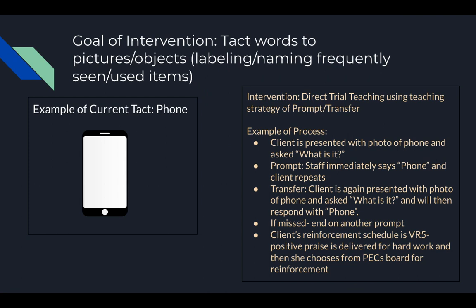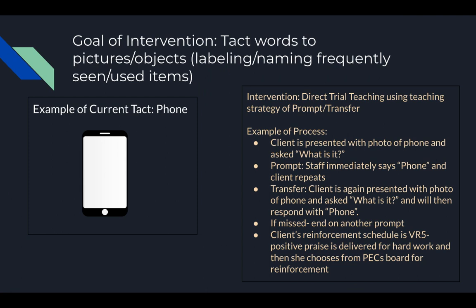Intervention, direct trial teaching using the teaching strategy of prompt transfer. So for her specifically, we use discrete trial training. However, when we're teaching, we use prompt then transfer. An example of this process would be: the client is presented with a photo of a phone and asked, what is it? Again, our stimulus is phone.